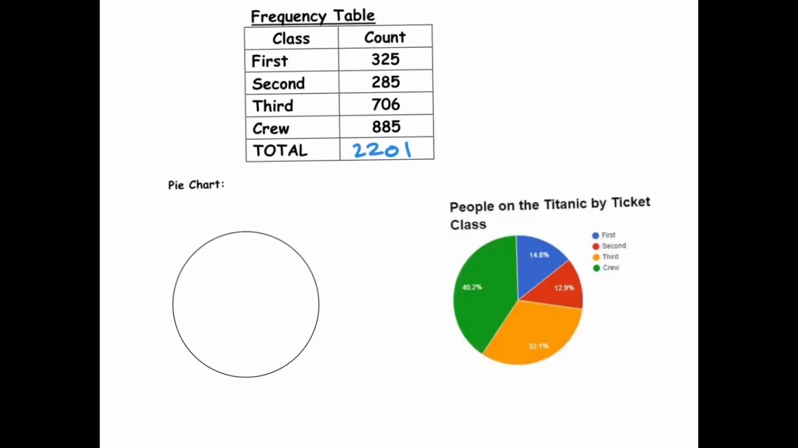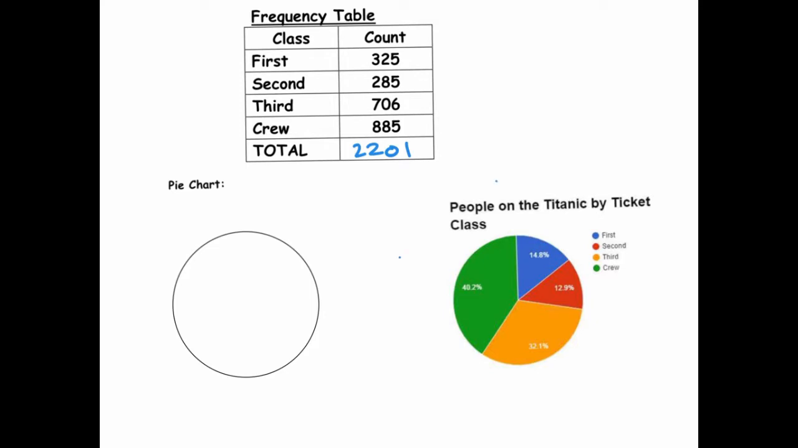Another representation for categorical variables is a pie chart, and also a relative frequency pie chart. So on the right here, I have the relative frequency pie chart for people on the Titanic by Ticket Class, and these percentages come from the chart we made on the previous page. And what you'll notice is that the size of each wedge corresponds to the proportion of people within the category. So these two pie charts should look identical.